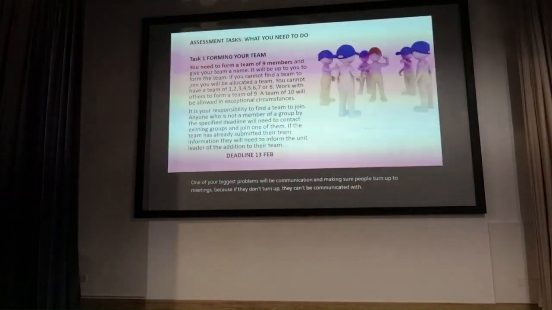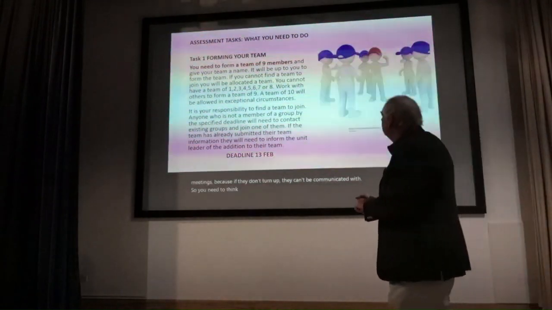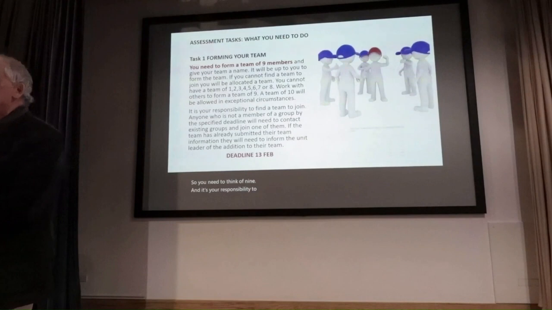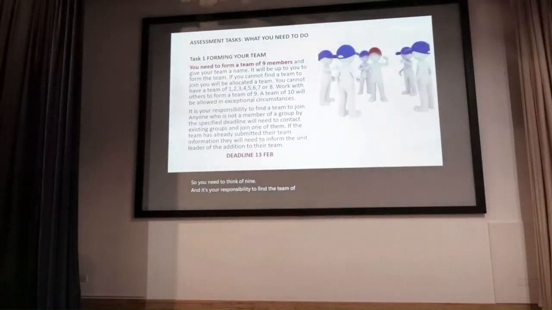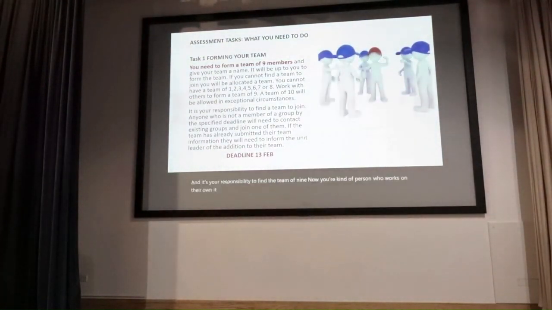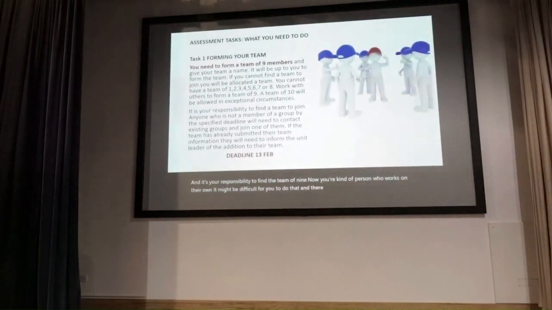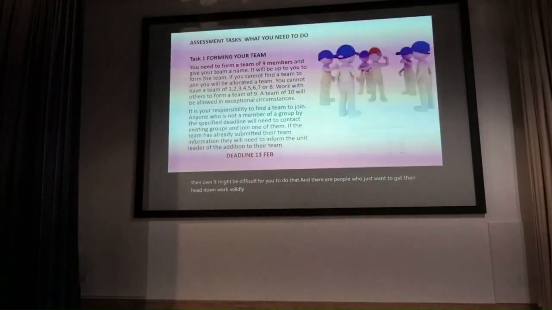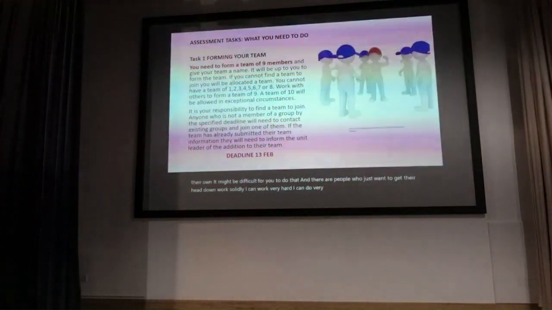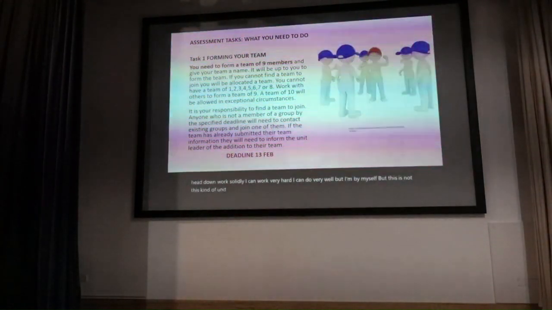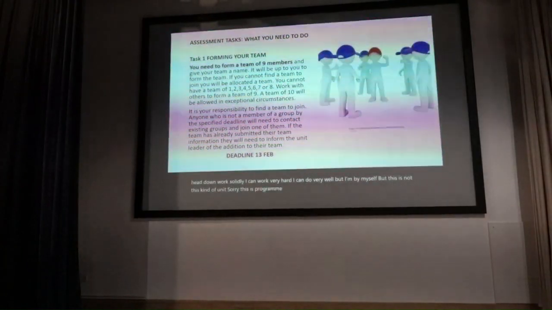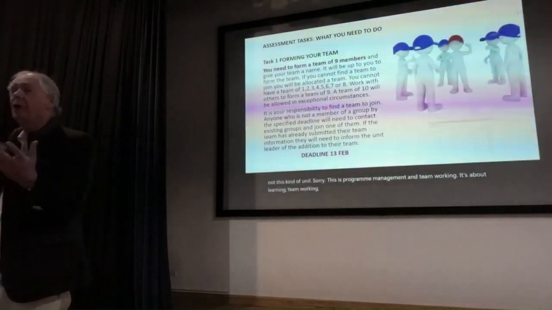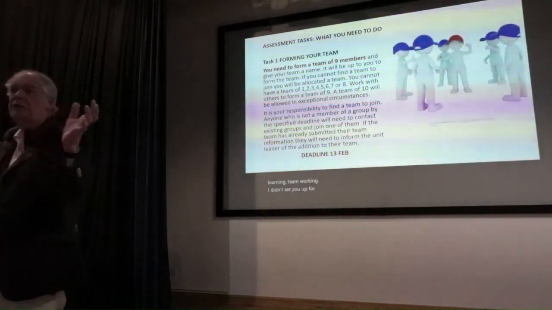Here we go. So you'll need a team of 9. And it's your responsibility to find the team of 9. Now, if you're the kind of person who works on their own, it might be difficult for you to do that. There are people who just like to get their head down and work solidly. I can work very hard, I can do very well, but I'm by myself. But this is not that kind of unit. This is program management and team working. It's about learning team working. And it will set you up for working in real life when you leave here.